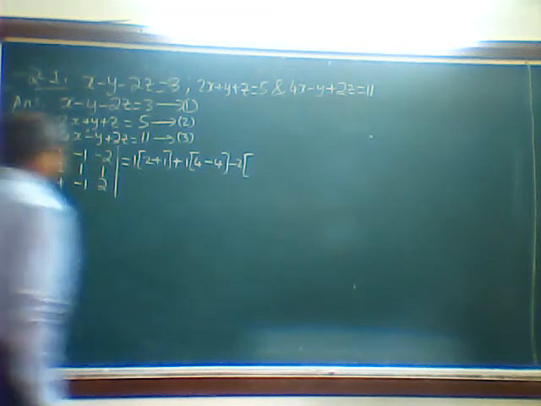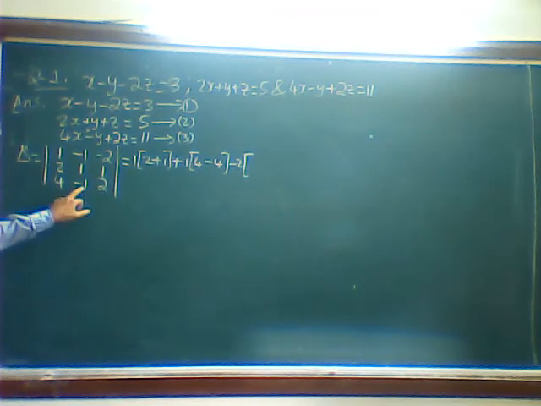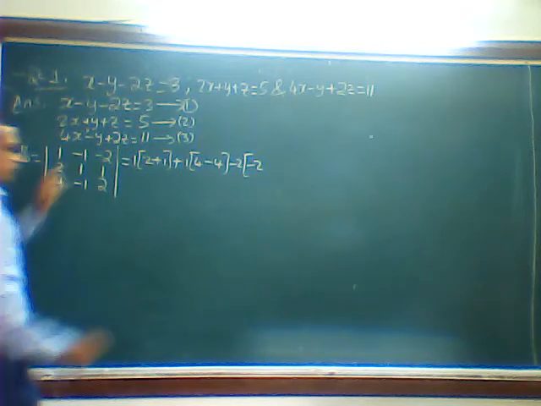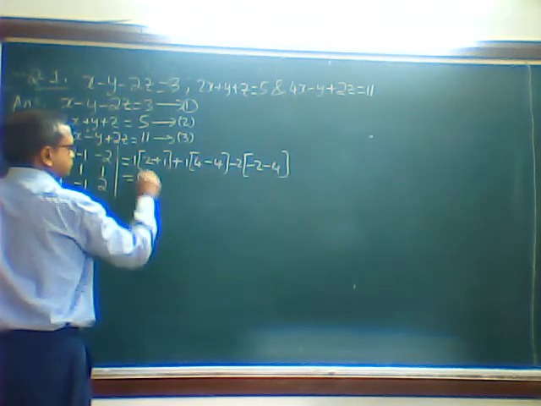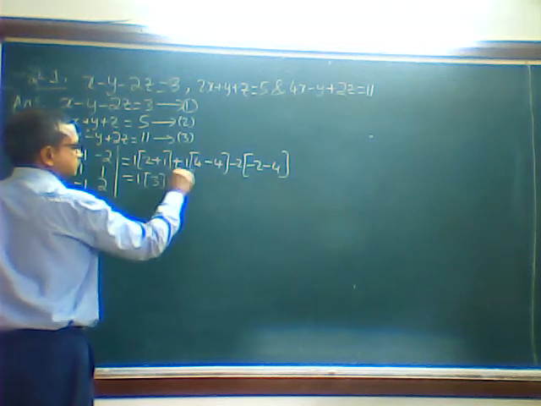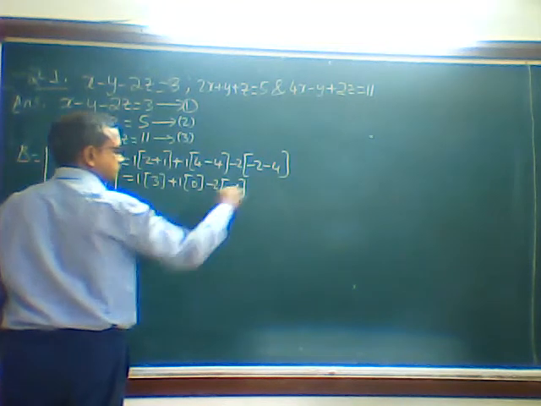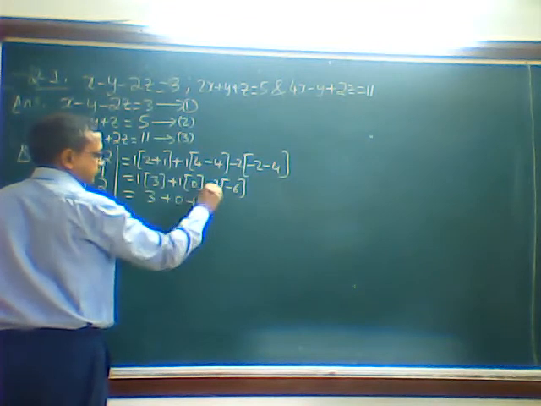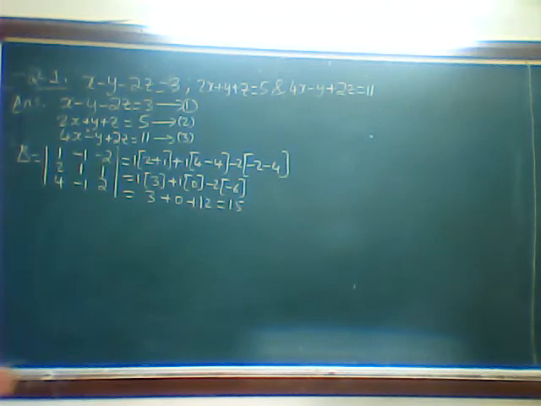Minus 2. First row, last column is deleted. 2 into minus 1 is minus 2, minus 4 into 1 is minus 4. So 3, 0, and minus 2 into minus 6 is 12. 12 plus 3 is 15.